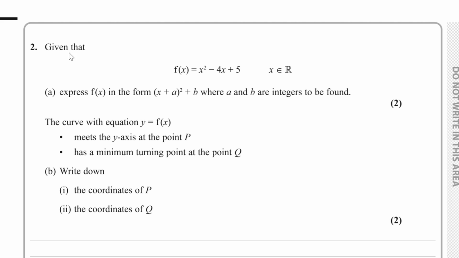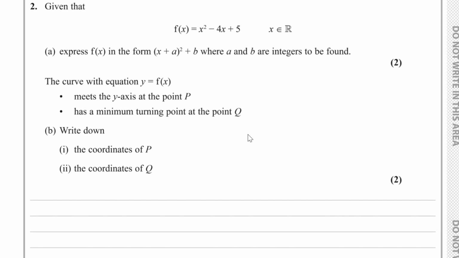Question 2. Given that f of x is equal to x squared minus 4x plus 5, where x is a real number, for part A, we have to express f of x in the form x plus a all squared plus b, where a and b are integers to be found. The form here suggests to us we need to complete the square.